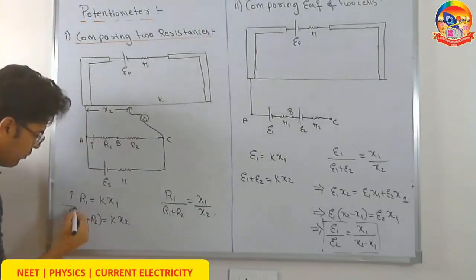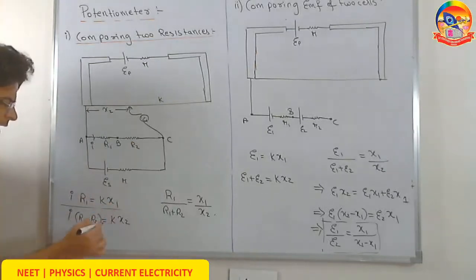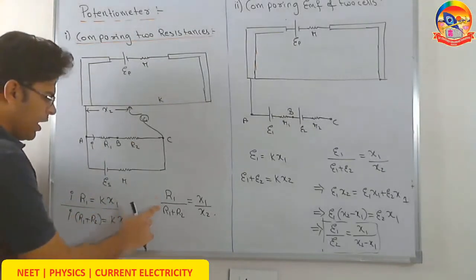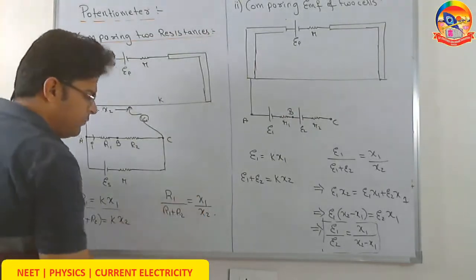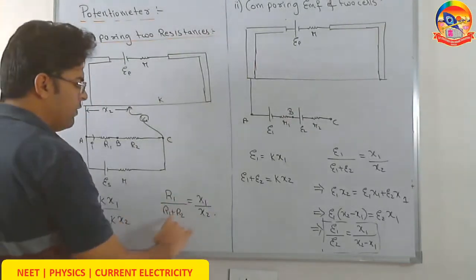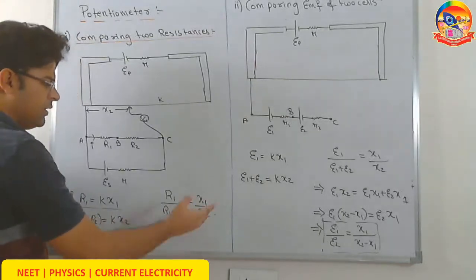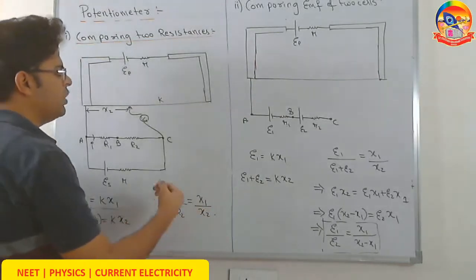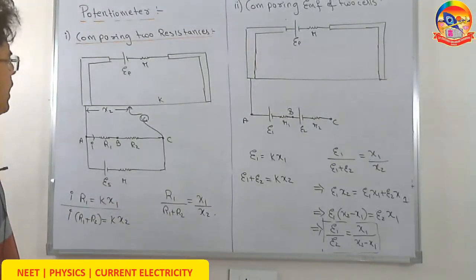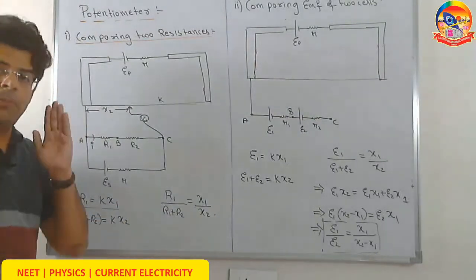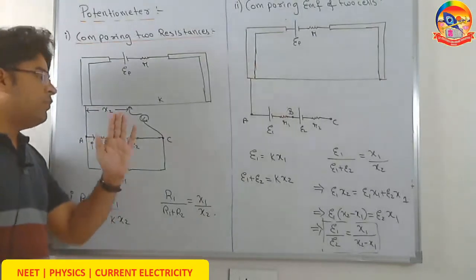Now dividing both sides, I gets cancelled, K gets cancelled. So you get R1 upon (R1 plus R2) equals x1 by x2. Cross multiplying, you will get R1 x2 equals R1 x1 plus R2 x1. Bringing terms of R1 on one side and R2 on the other side, you can find the ratio of R1 to R2. So what I am trying to tell you here is that a potentiometer can even do the job of a meter bridge.